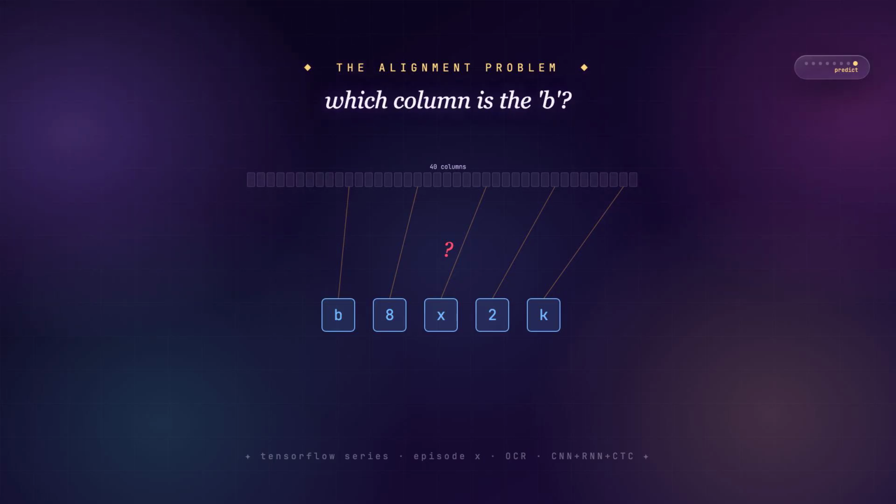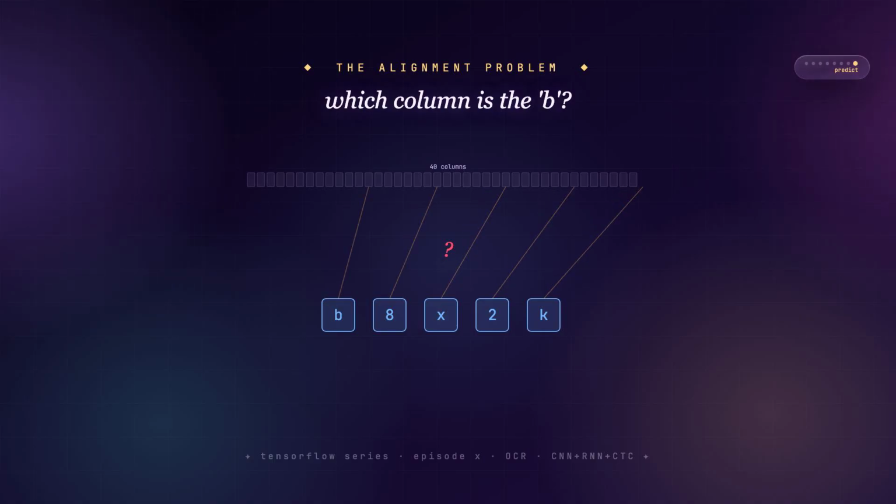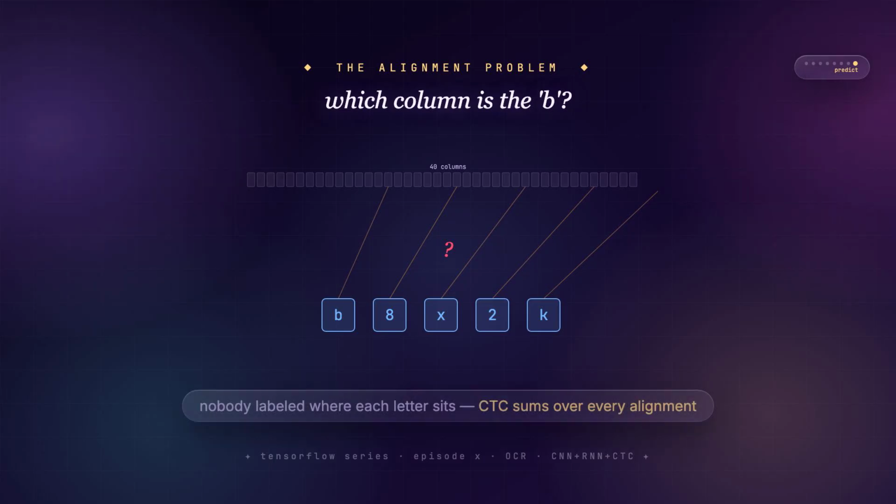CTC, Connectionist Temporal Classification, is the trick that makes this not matter. It lets the model propose a per column guess and figures out every possible alignment that collapses to the right answer, then trains all of them up at once.